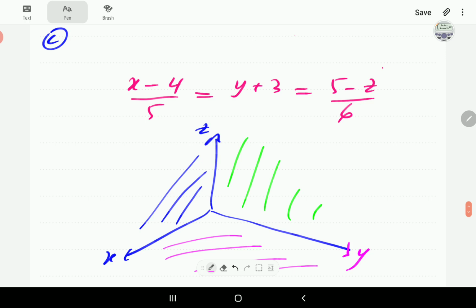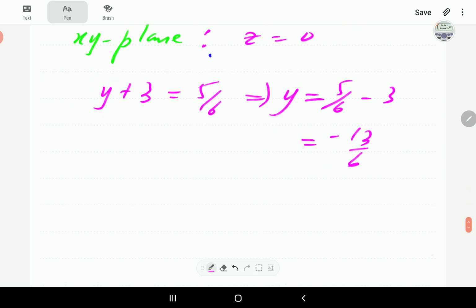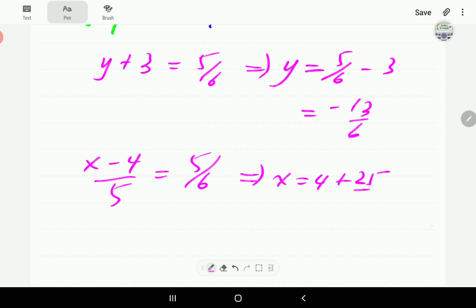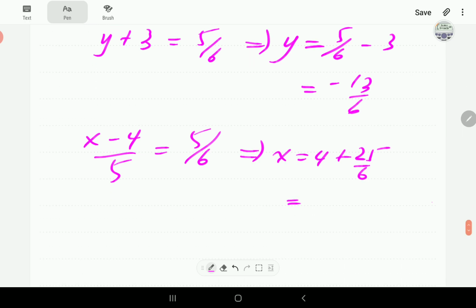Then for the x, x minus 4/5 is equal to 5/6. So x is going to be 4/5 plus 5/6. That's going to be 24 plus 25 over 30. So that's going to be 49/30.